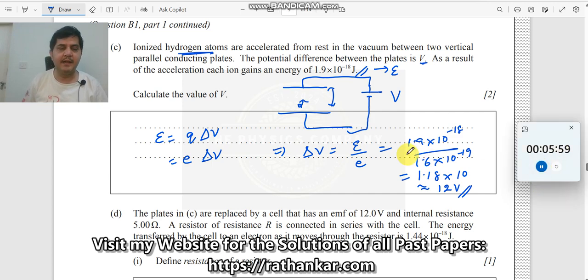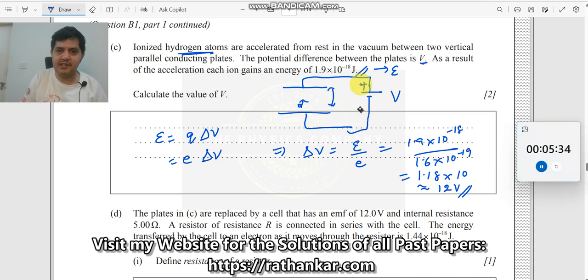Okay, let me start. What we did here was we took two plates, connected them to a potential difference, and put in ionized hydrogen, which means only one proton. A potential difference V was applied, and as a result the protons present here were getting ionized and started moving downward. Why downward? Because the proton is repelled by the positive plate, so it moves downward like this.